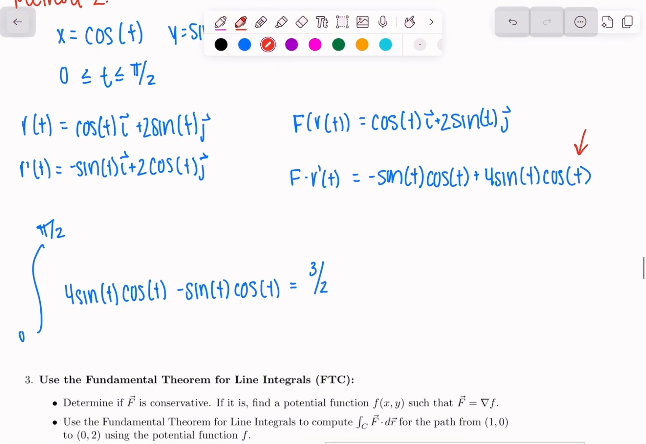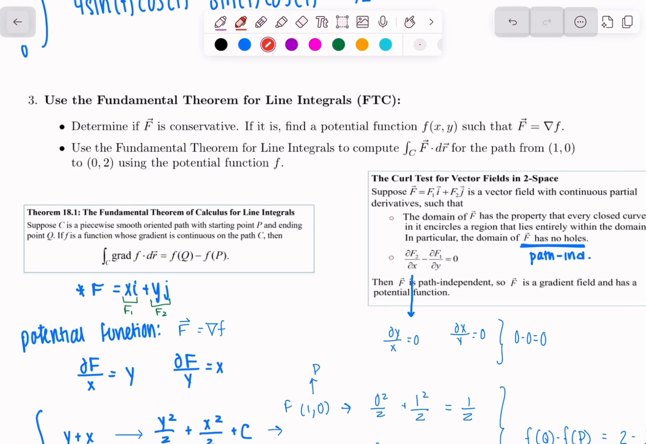We're going to use the fundamental theorem for line integrals, or the fundamental theorem of calculus, to explain why it's path independent and why we're getting the same answer for all of these. So I have the fundamental theorem of calculus again right here. It's the integral over C of grad f dot dr equals f(Q) minus f(P), where f(Q) is our final point and f(P) is our initial point. To help us do this, we're going to start with the curl test. The curl test helps us prove if our vector f is path independent or not.